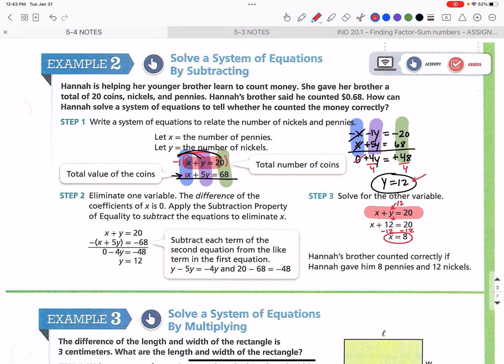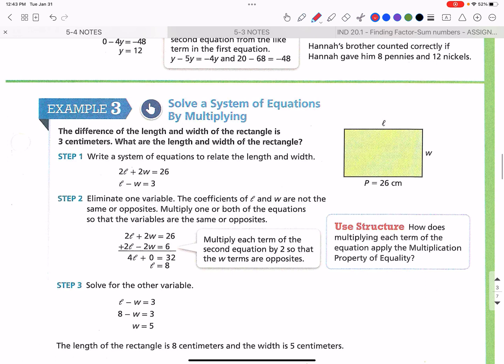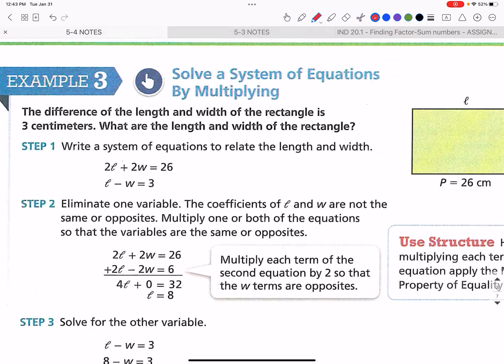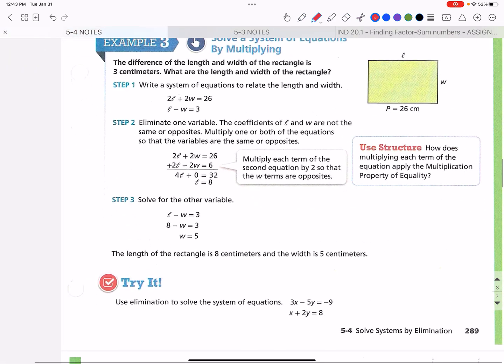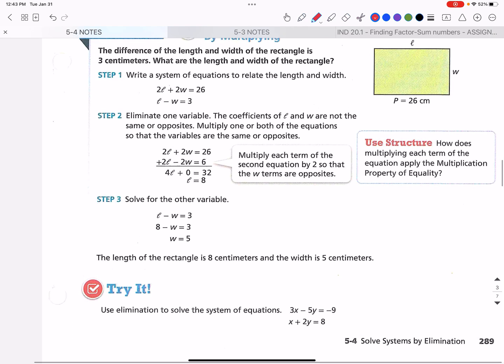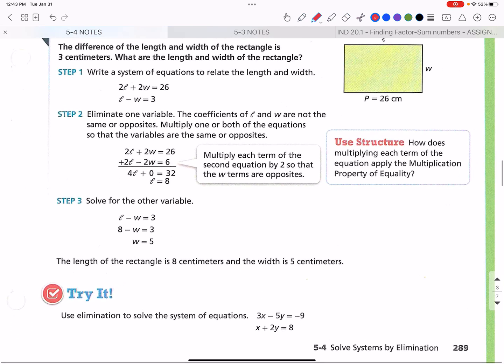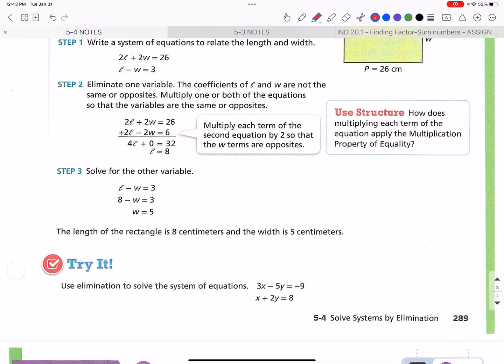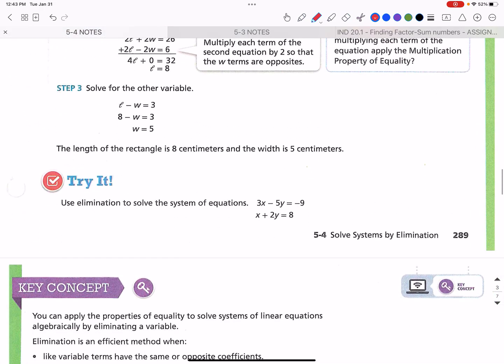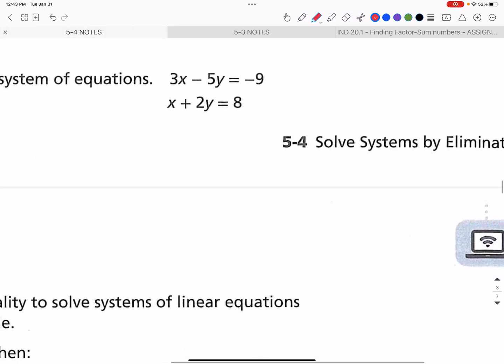Okay, so let's go a step further here, and let's look at when you have to do a little bit more than multiplying by a negative 1. All right, so let's take this example, and actually I think, let's look at the try it. Yeah, we'll do this one. We'll just do the try it so we don't have to mess with all those story problem examples. Okay, so let's look at this one as just a basic system of equations that we want to solve.